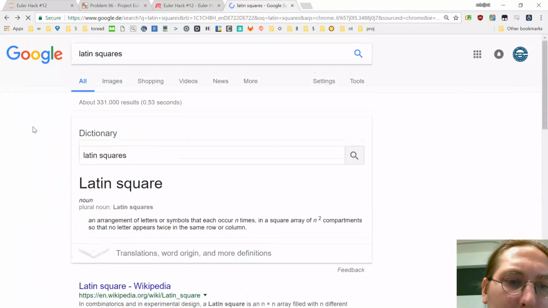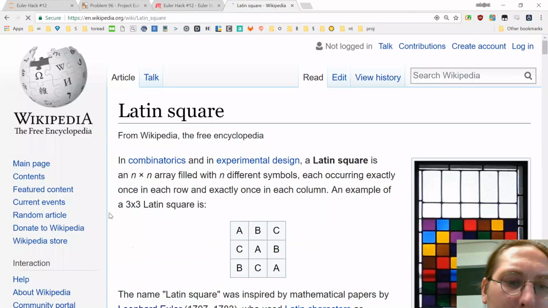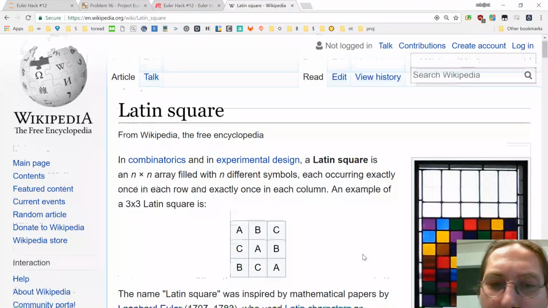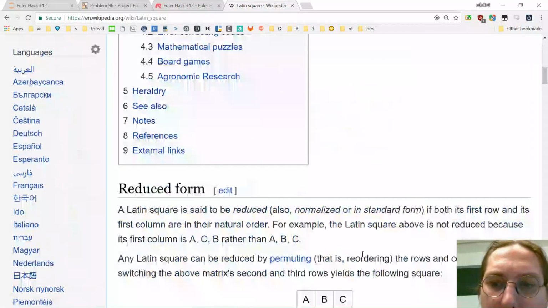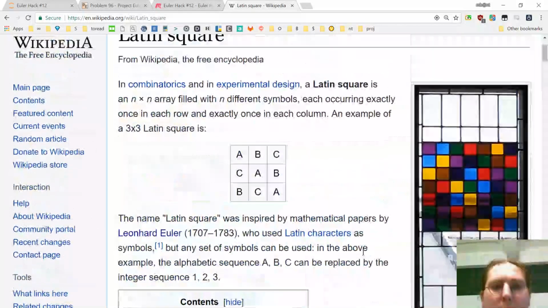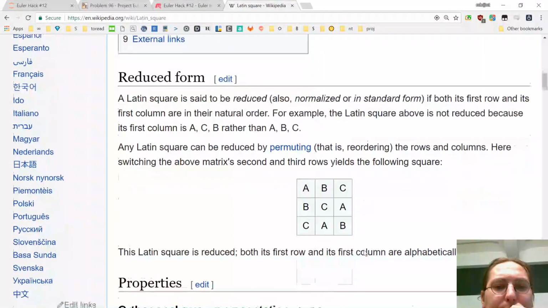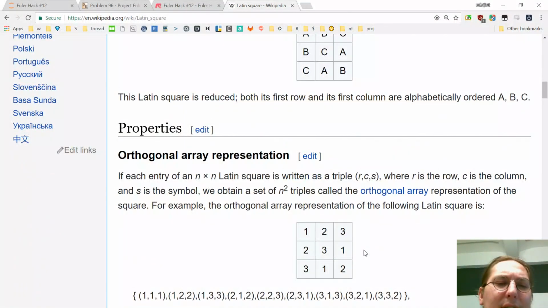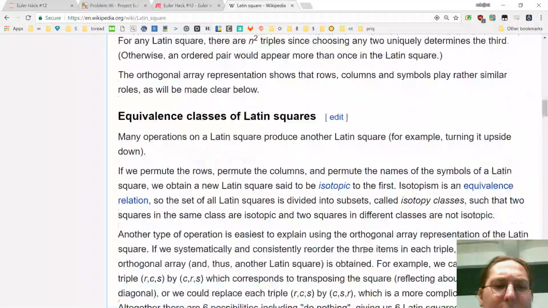A 6K text file, Sudoku.txt, contains 50 different Sudoku puzzles ranging in difficulty, each with unique solutions. By solving all 50 puzzles, find the sum of the 3-digit numbers found in the top left corner. I think he might have come up with this.